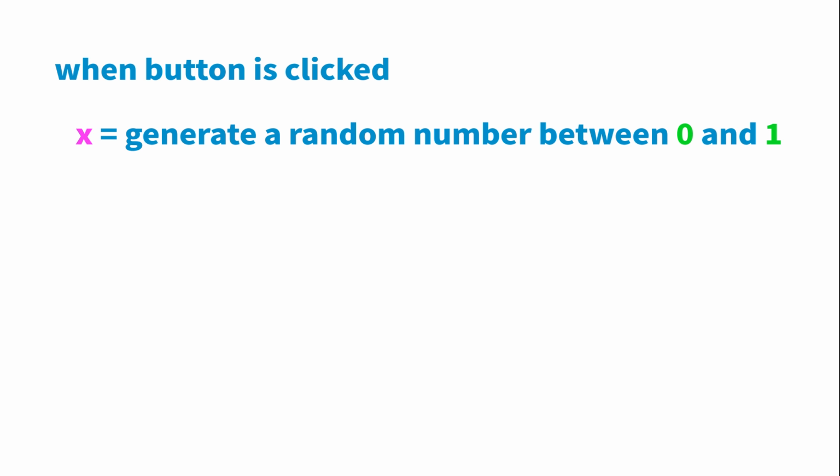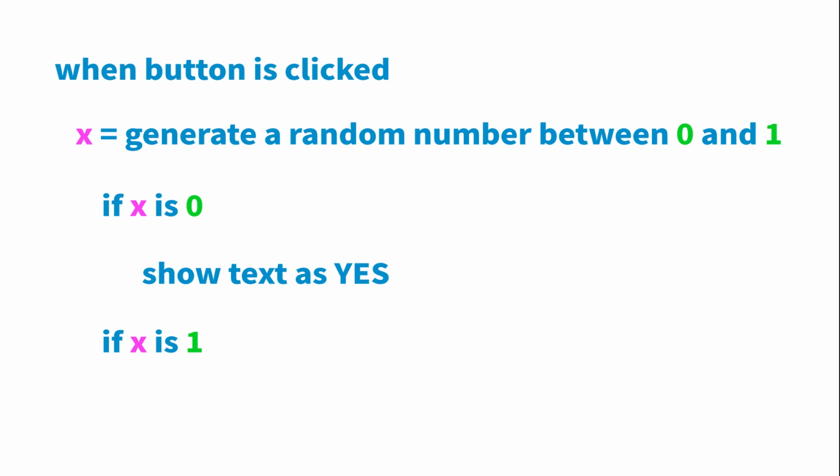If we were to put this into a program, it would look something like this. When button is clicked, generate a random number between 0 and 1 and call it x. If x is 0, let Magic Ball display yes, and if x is 1, let Magic Ball display no.